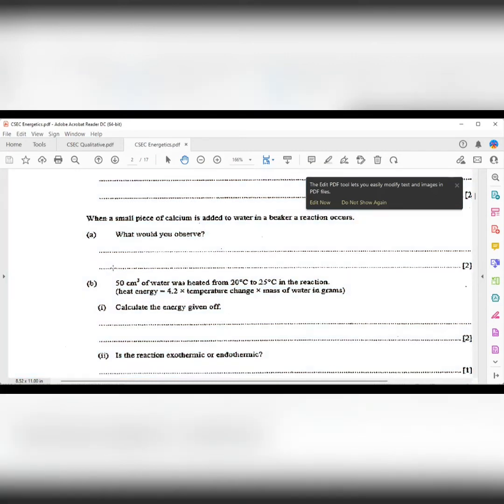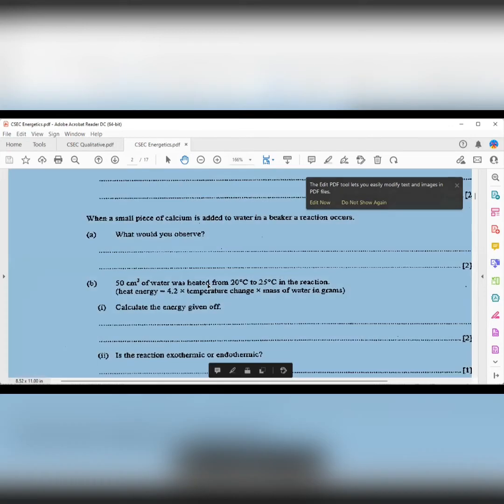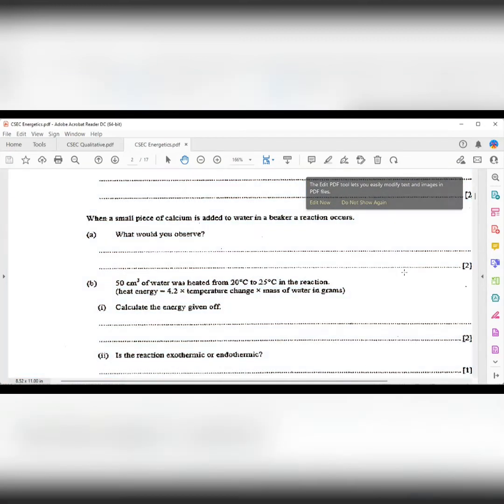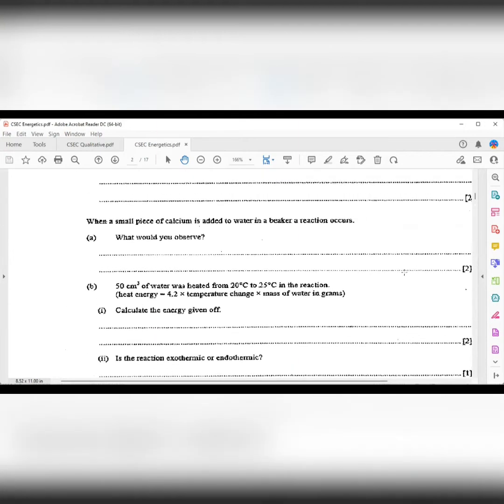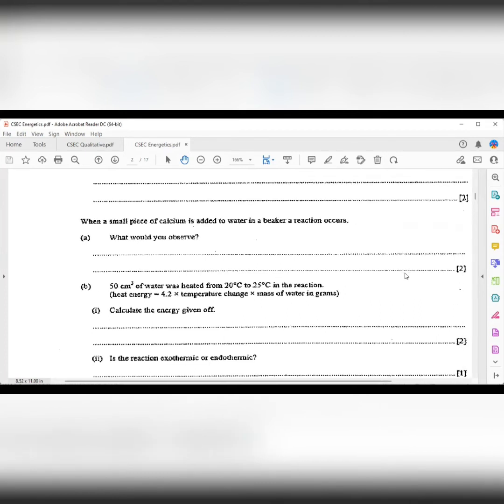Okay, so the next thing now it says, 50 centimeters cube of water was heated from 20 degrees Celsius to 25 degrees Celsius in the reaction. Calculate the energy given off. All right, so now to do this, you have to calculate the energy. So you're going to use the equation EH is equal to MC delta T. Let's define these things now. M is the mass of the water.